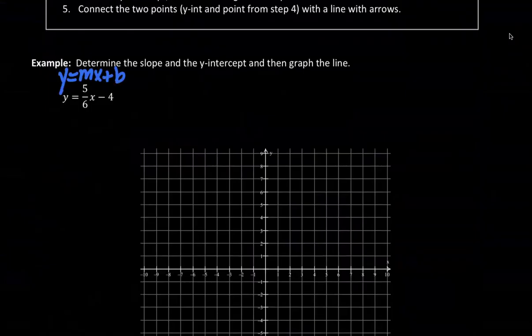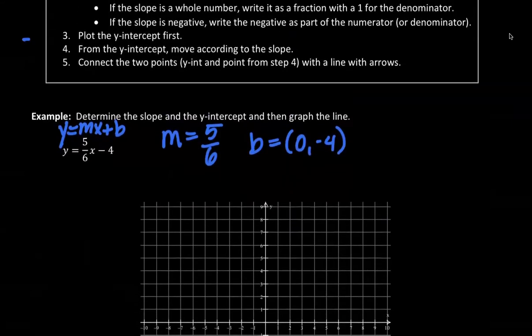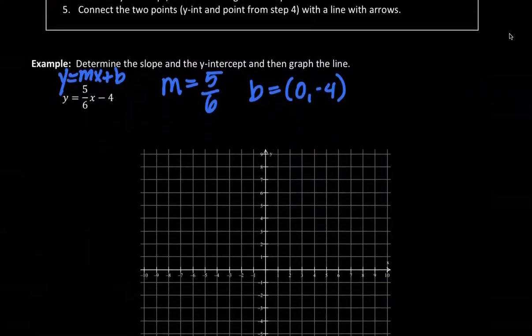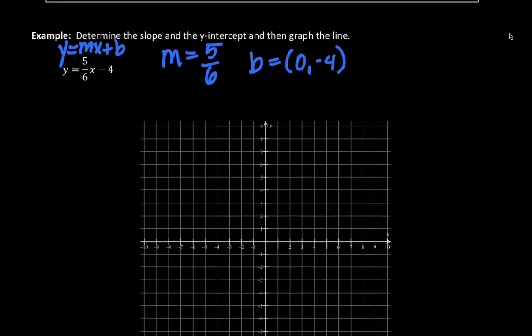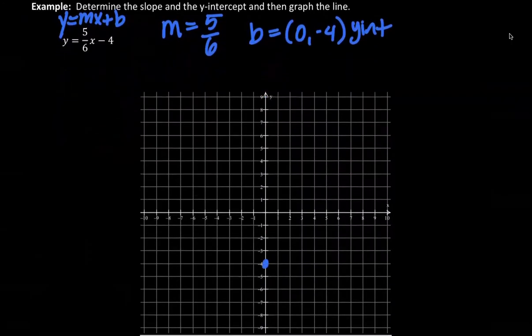Yes, the y is solved for. The slope is 5/6, and the y-intercept is (0, -4). So what we're going to do first is plot the y-intercept. Where is (0, -4)? Keep in mind that's the y-intercept, so it should be on the y-axis somewhere, which it is. So (0, -4) is right there.